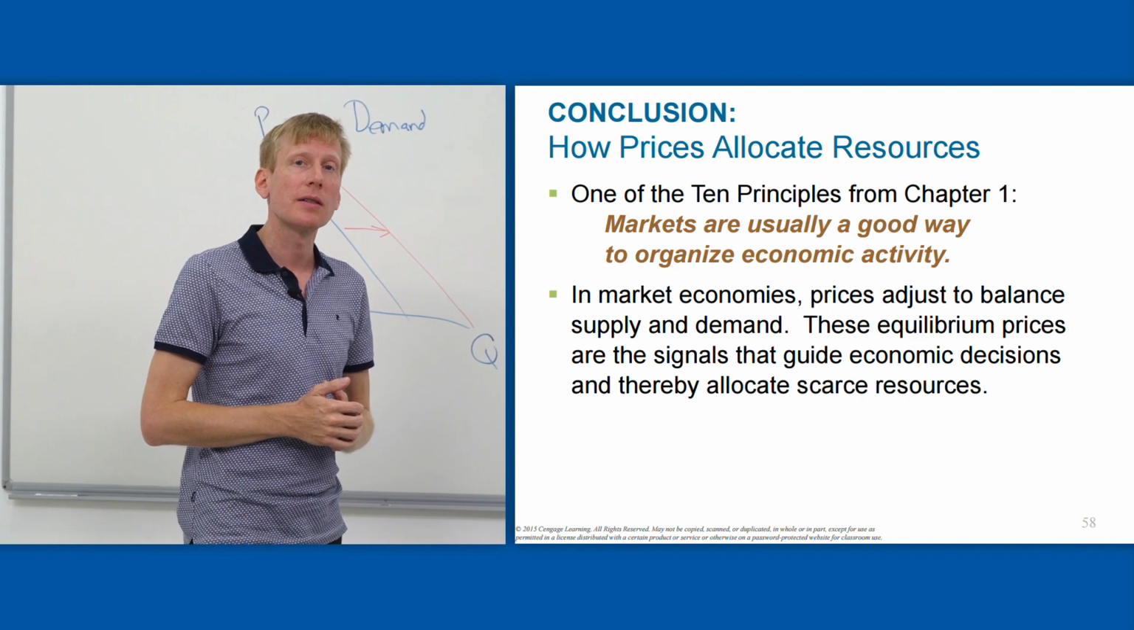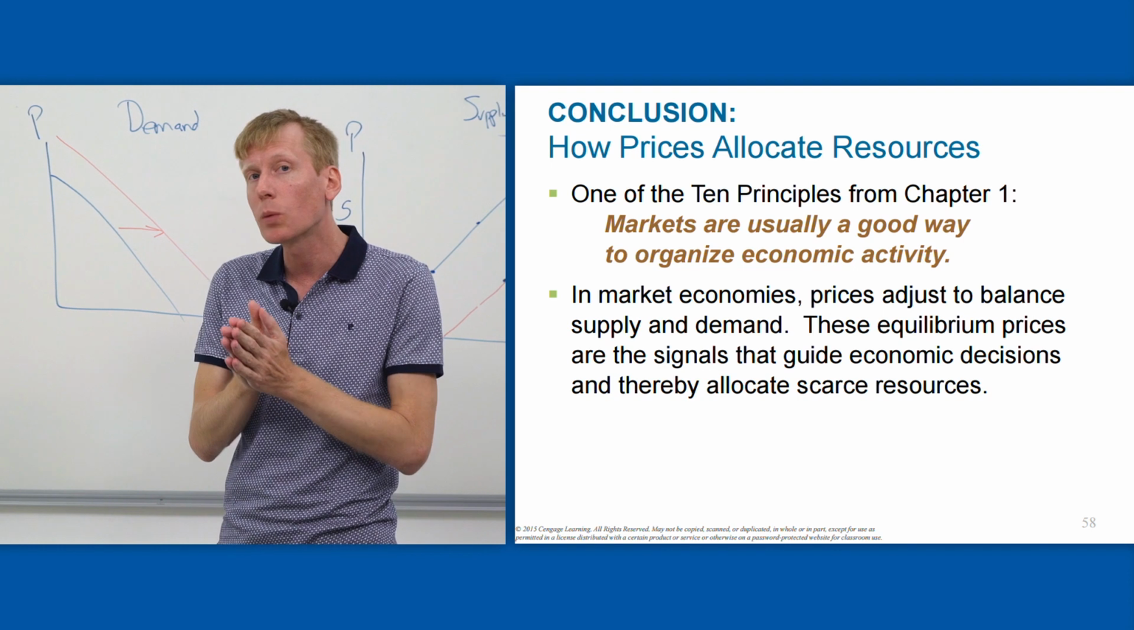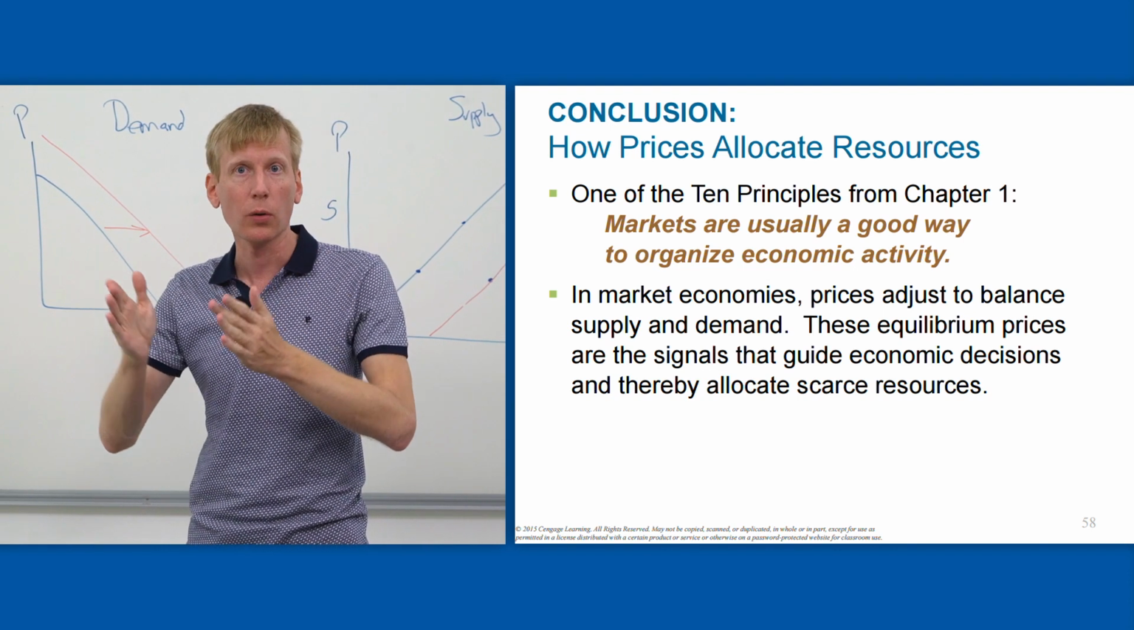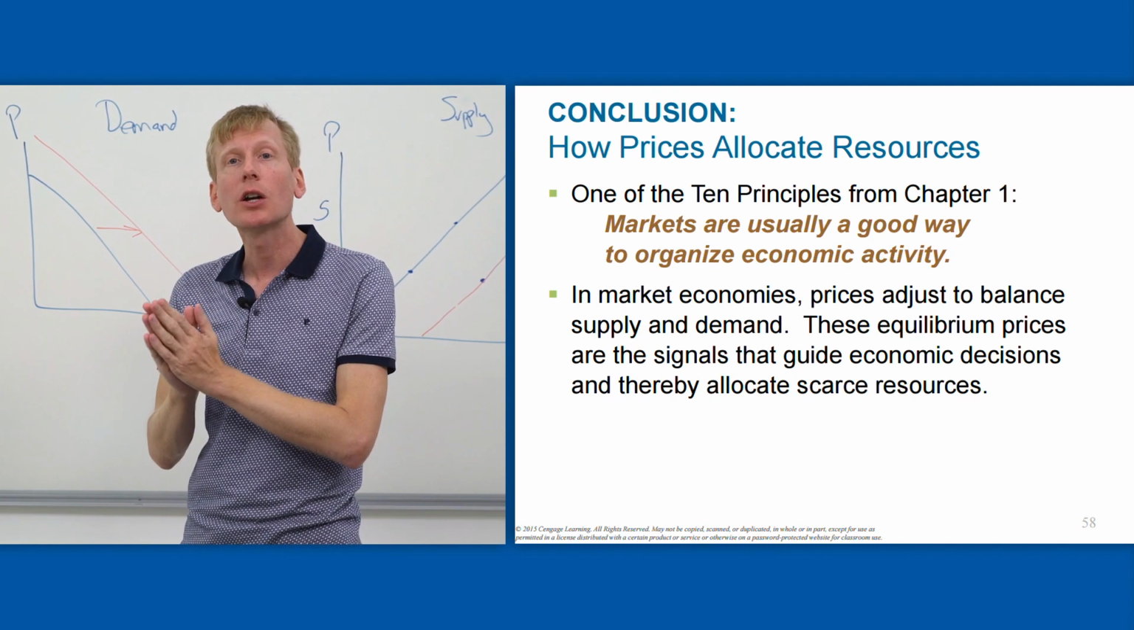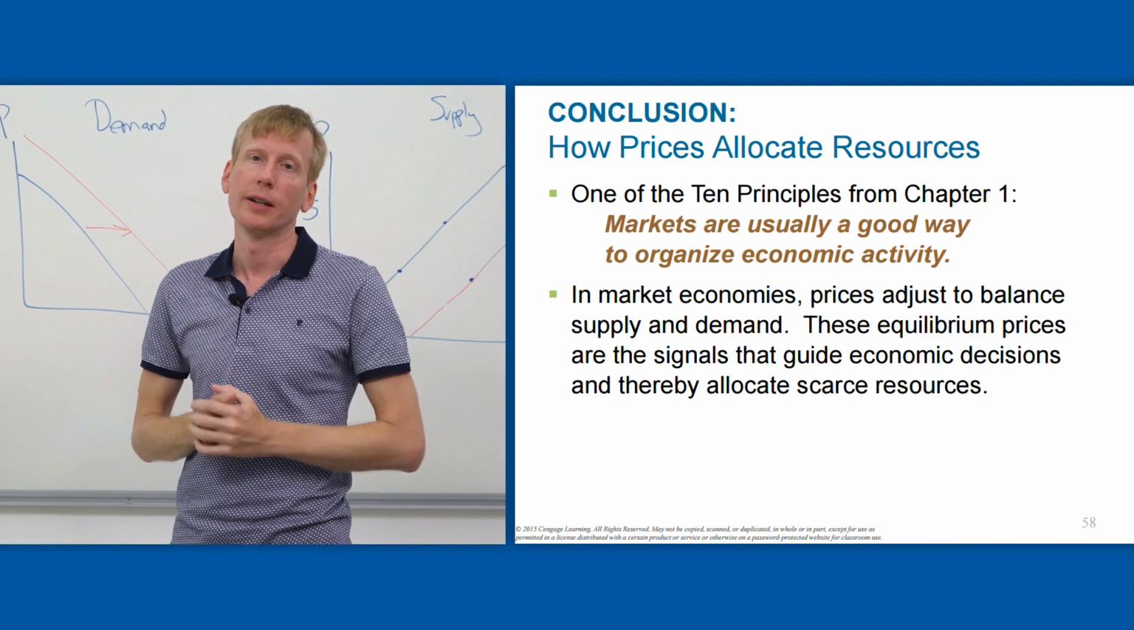And how do they do that? Well, the market forces of supply and demand organize economic activity in such a way that we either have the equilibrium price or we're moving toward it. And we have the equilibrium quantity in that market or we're moving toward it.